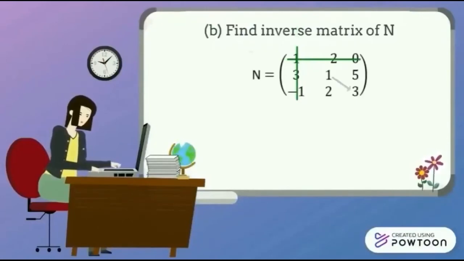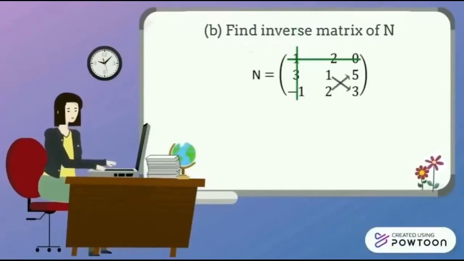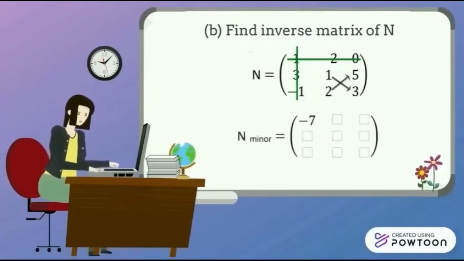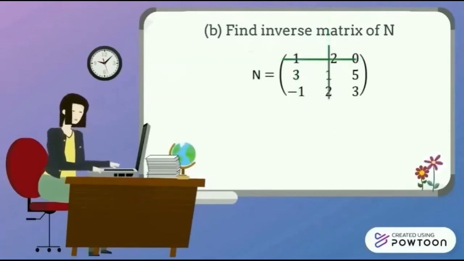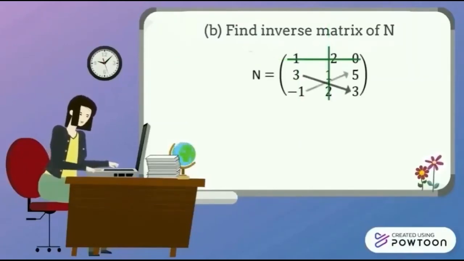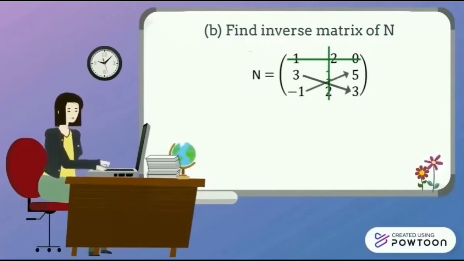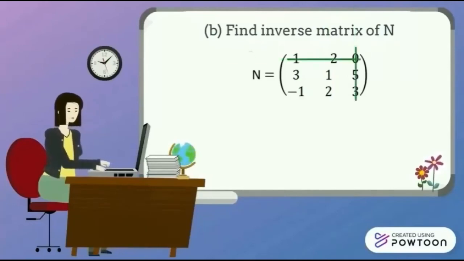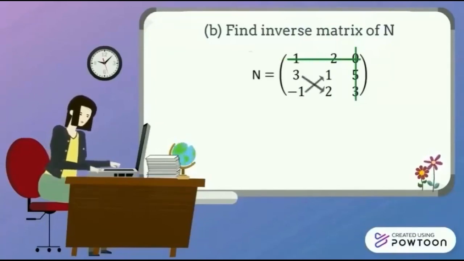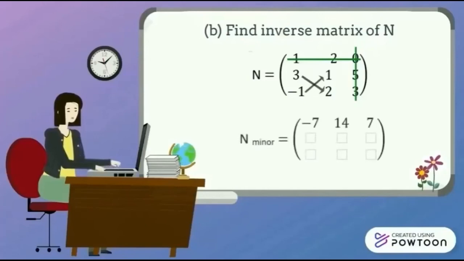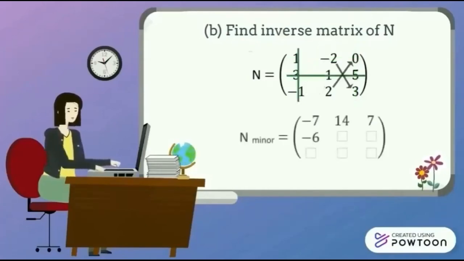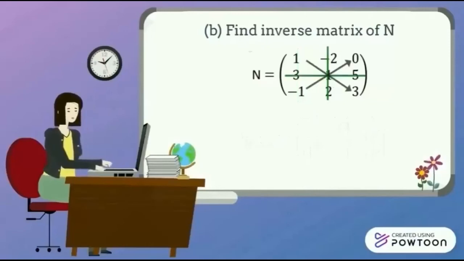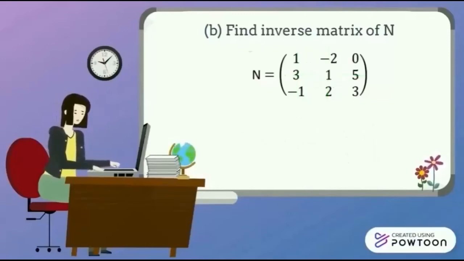Firstly, we need to find the minor at row 1, column 1. The minor is 1 times 3 minus 2 times 5 equals negative 7. At row 1, column 2, the minor is 3 times 3 minus negative 1 times 5 equals 14. At row 1, column 3, the minor is 2 times 2 minus negative 1 times 1 equals 7.